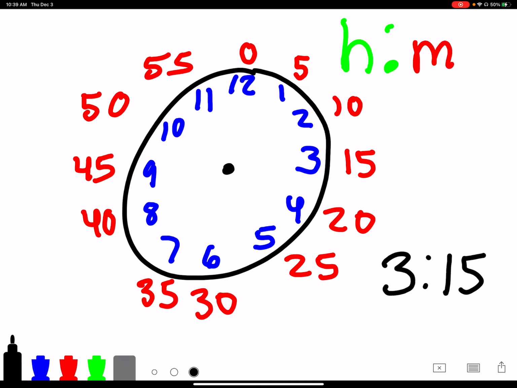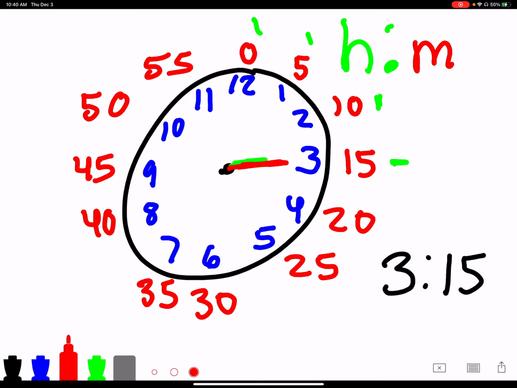So I'm going to fix my clock right here. The 3 represents the hours, and the hour is the short hand. So we put the short hand, and it's going to point to 3. So we know it's 3 o'clock. But then it's 3:15. If we look at our red numbers, because that represents our minutes, remember, the minutes are multiples of 5. So if we count 0, 5, 10, 15, it's also going to point to the 3 on the clock.